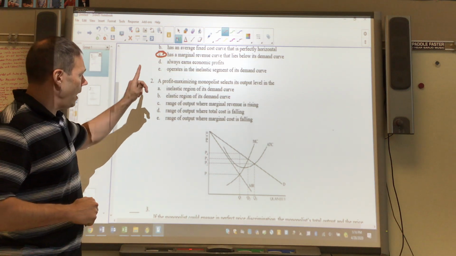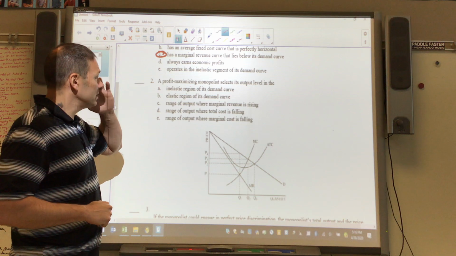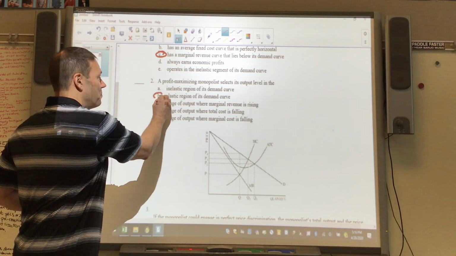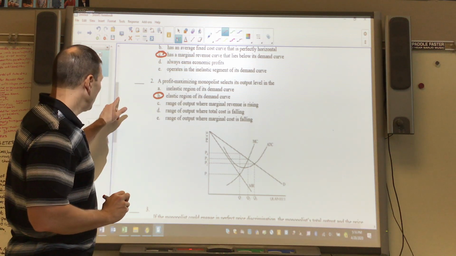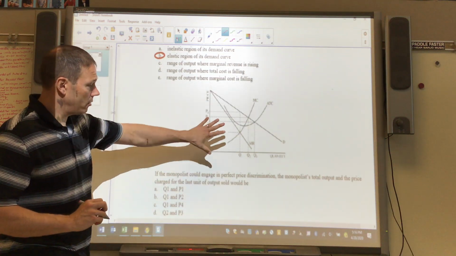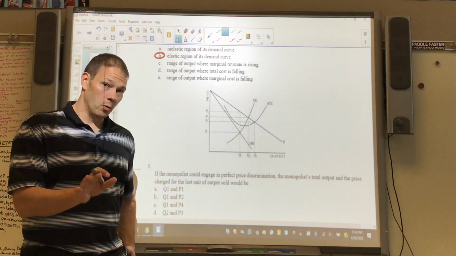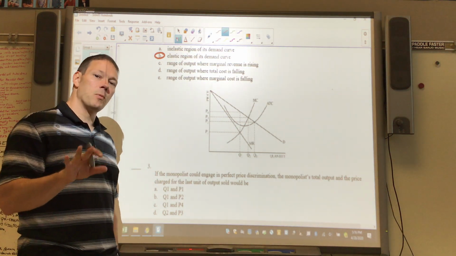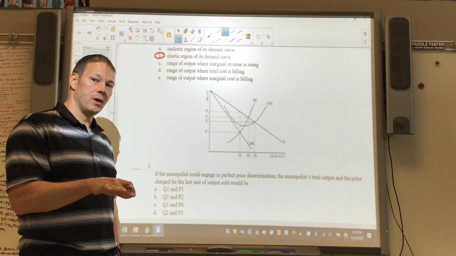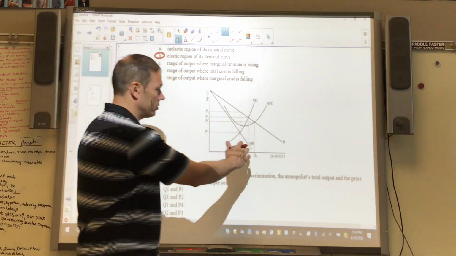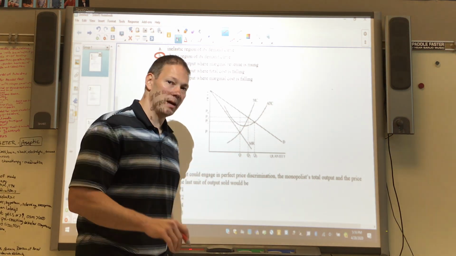Number two, a profit-maximizing monopolist selects its output level in, and the best answer here is B for number two. And the reason is, let's come back here, we can look at this graph, even though this graph is for number three. Remember our rule on marginal revenue. As long as marginal revenue is positive, demand is elastic. Once marginal revenue goes negative, that's when demand goes inelastic.